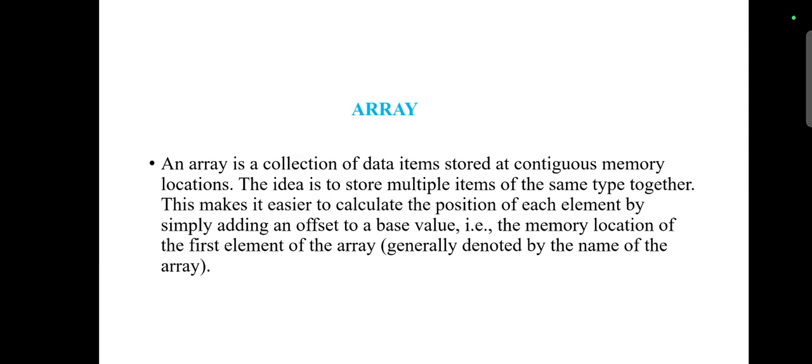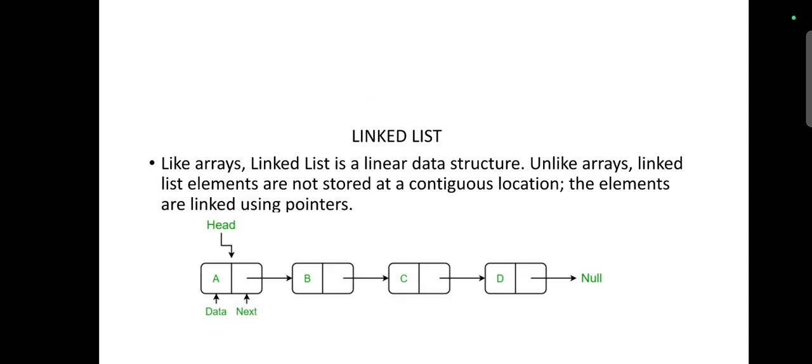So now we are going to see the classification of data structures. First one is array. What do you mean by array? Array is a collection of data items stored in continuous memory locations. What do you mean by continuous memory location? For every array element, we will store elements in a continuous manner. That is called continuous memory location.